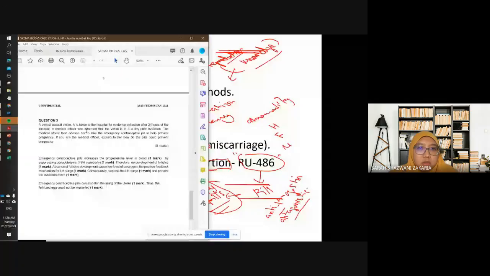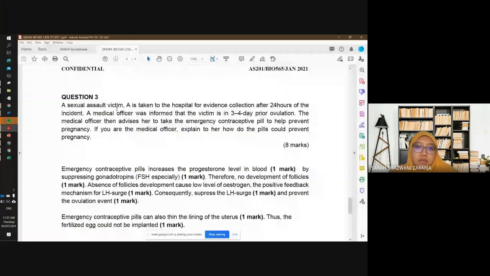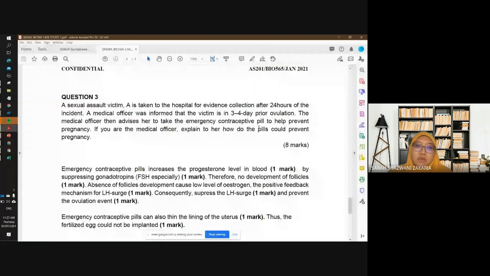will induce abortion. I have a case study, I think from last semester. For example, a sexual assault victim A is taken to hospital for evidence collection after 24 hours of the incident. The medical officer was informed that the victim is 3 to 4 days prior to ovulation. The medical officer then advises her to take emergency contraceptive pills to help prevent the pregnancy. If you are the medical officer, explain to her how the pills could prevent the pregnancy. 8 marks.